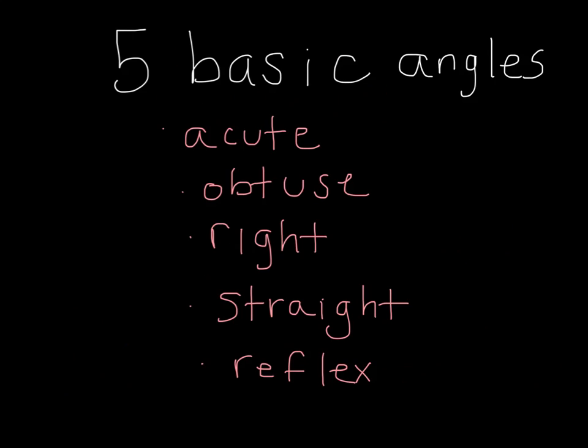Alright, here we go. First of all, in your notebook, get this written down. There are 5 basic kinds of angles, and I'm going to go through each of these 5 to remind you. So get these written down, and then we will switch to the next slide to explain each of them. Pause if you need some time to write them down.